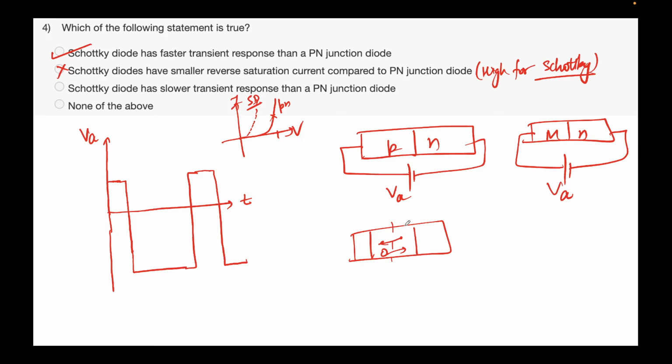Secondly, when you switch again from reverse to forward, it takes much less time because the currents are higher, so that again the electrons can come quickly into this region. So these are the key differences between a Schottky diode and a PN diode.